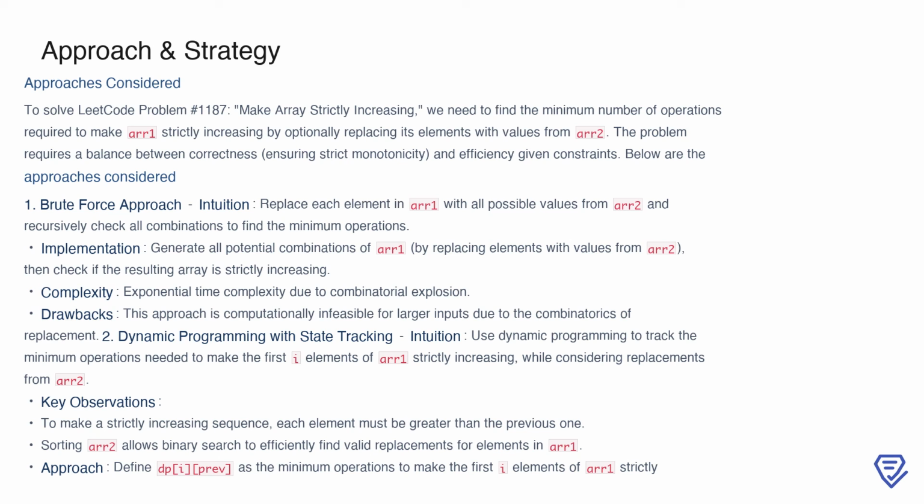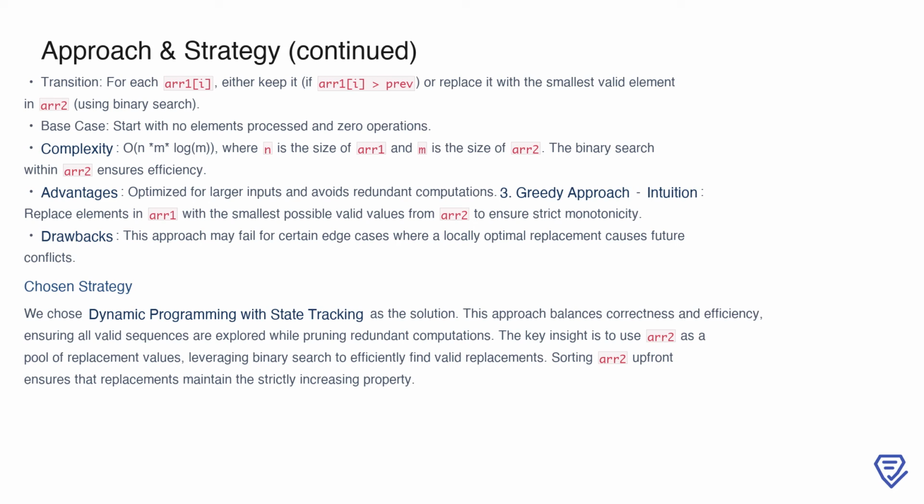A key insight here is that each element in the sequence must be greater than its predecessor. By sorting arr2, we can use binary search to quickly find valid replacement values for arr1. This approach balances correctness with computational efficiency, making it suitable for larger inputs. Now, let's dive deeper into the dynamic programming approach.